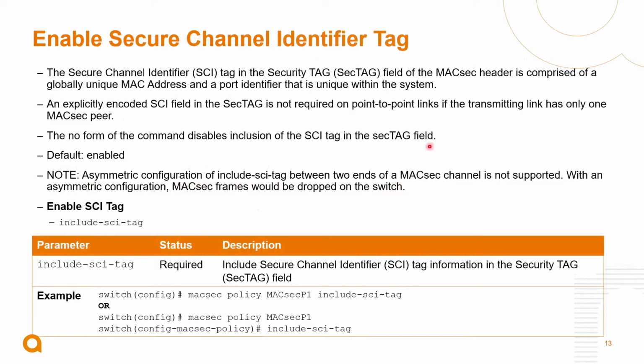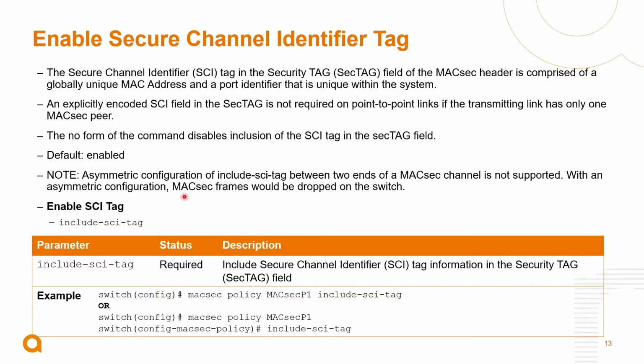Once you have the confidentiality setting checked out, next we talk about the secure channel identifier. Within the MACsec header, as in one of the previous slides that Steve presented, there is a secure channel identifier tag embedded within the MACsec header. This is nothing but a combination of the MAC address of the interface and the logical port identifier. If you have multiple MACsec endpoints on the same link, you can use this SCI to differentiate which endpoint is trying to communicate with you.